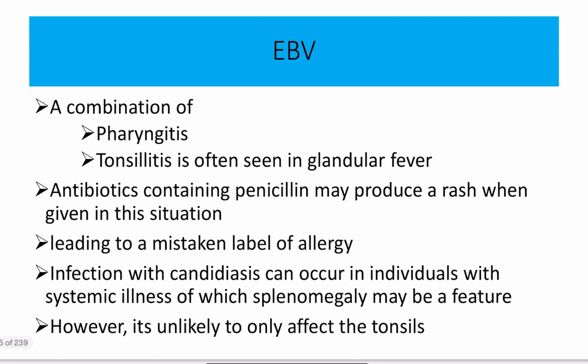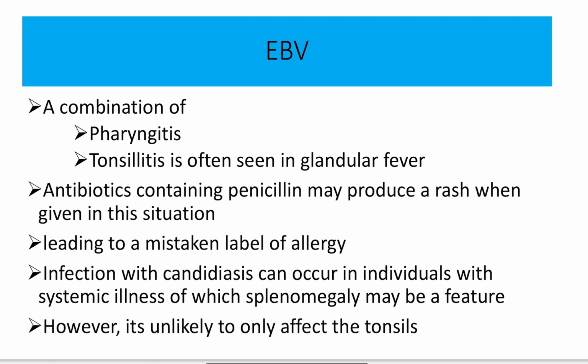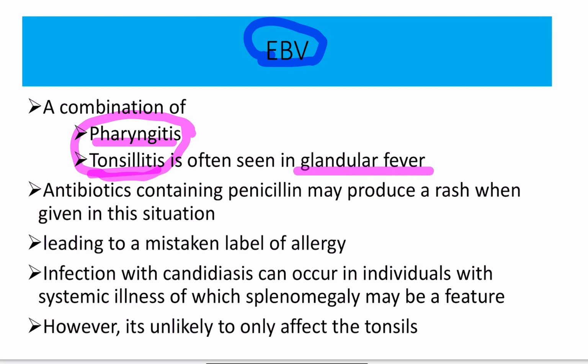So now let's look at the Epstein-Barr virus. Its clinical features are a combination of pharyngitis and tonsillitis. It is very important that pharyngitis and tonsillitis are present simultaneously. In this condition, Epstein-Barr virus infection is most likely. This condition is also known as glandular fever. And antibiotics containing penicillin may produce a rash when given in this situation.